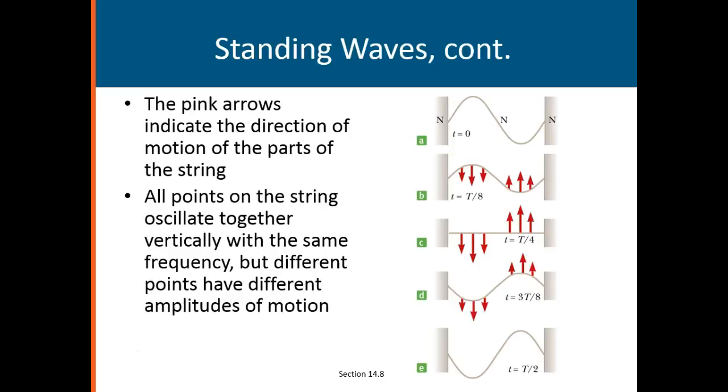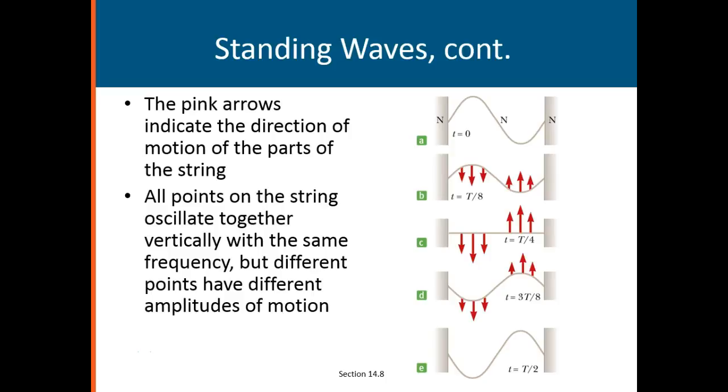All points on the string oscillate together vertically with the same frequency, but different points have different amplitudes of motion. The frequencies are the same, but the amplitudes, the amount of movement, are different. Obviously, the ones in the centers here are greater than the ones on either side, because the ones right here never move. There's always 0. Okay? Because it happens to be just at the right standing or characteristic frequency of that string. Sorry. Goodness gracious, I'm running out of energy fast.